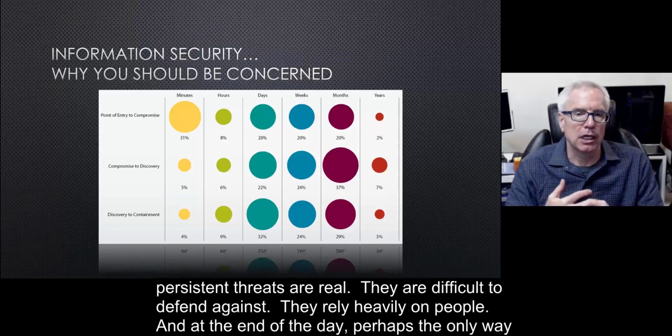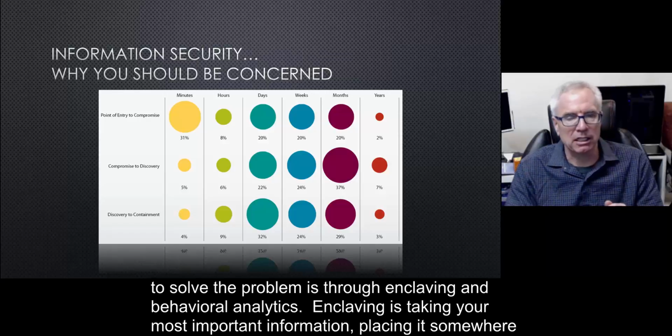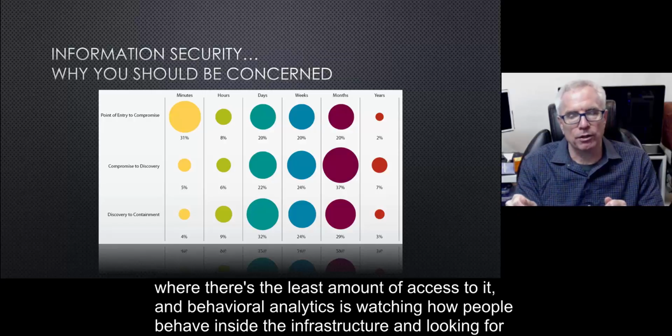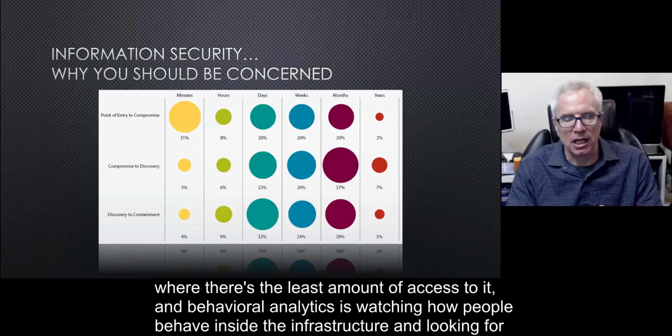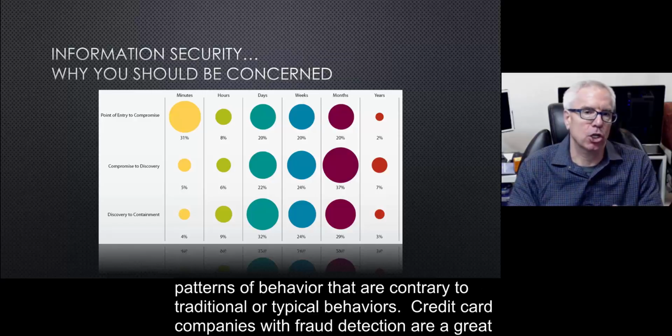They are difficult to defend against. They rely heavily on people. And at the end of the day, perhaps the only way to solve the problem is through enclaving and behavioral analytics. Enclaving is taking your most important information, placing it somewhere where there's the least amount of access to it. And behavioral analytics is watching how people behave inside the infrastructure and looking for patterns of behavior that are contrary to traditional or typical behaviors.